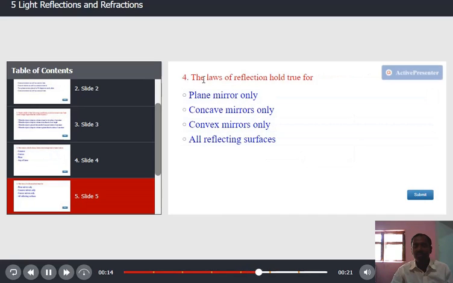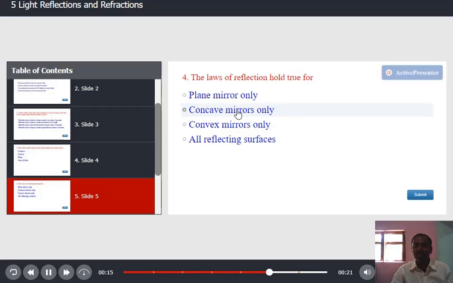This is question number 4. The laws of reflection hold true for... The laws of reflection hold true for all types of reflecting surface. See here, plane mirror. It is a kind of reflecting surface. Therefore, the laws of reflection are true for this one.